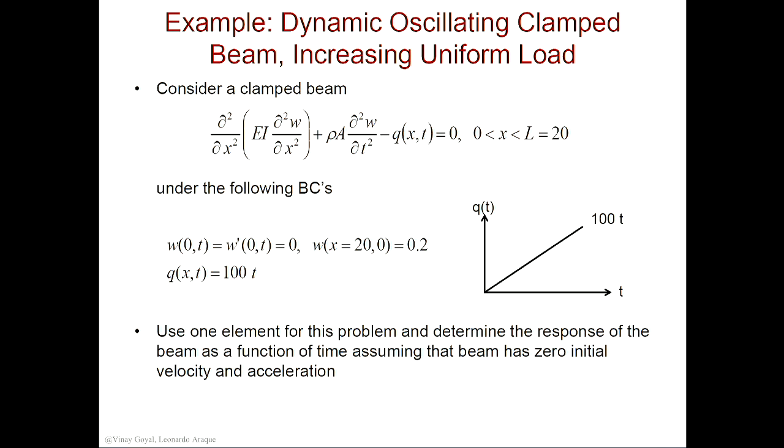So consider a clamped beam. It's clamped. The boundary conditions are as follows. Since it's clamped, the deflection and rotation is zero. At the right-hand side, I'm going to do something neat. On the right-hand side, at the very beginning, let's apply an initial deflection of 0.2. So at time equals zero, I'm going to say the deflection is 0.2, and I'm going to let that go. Kind of like the person on the diving board example.